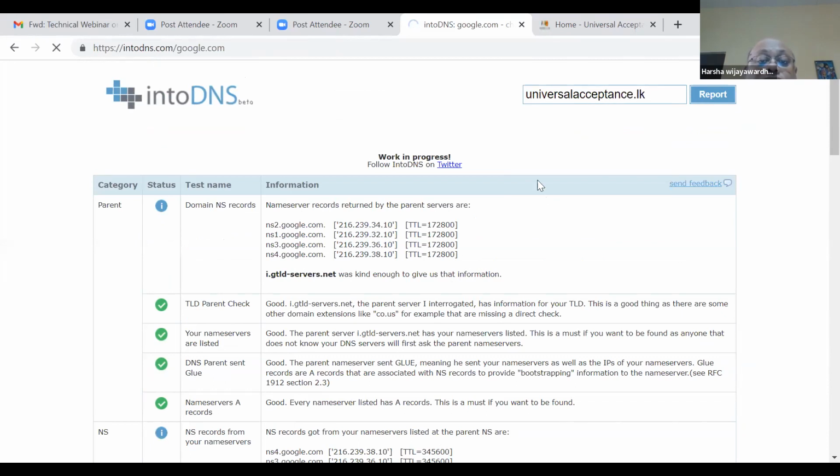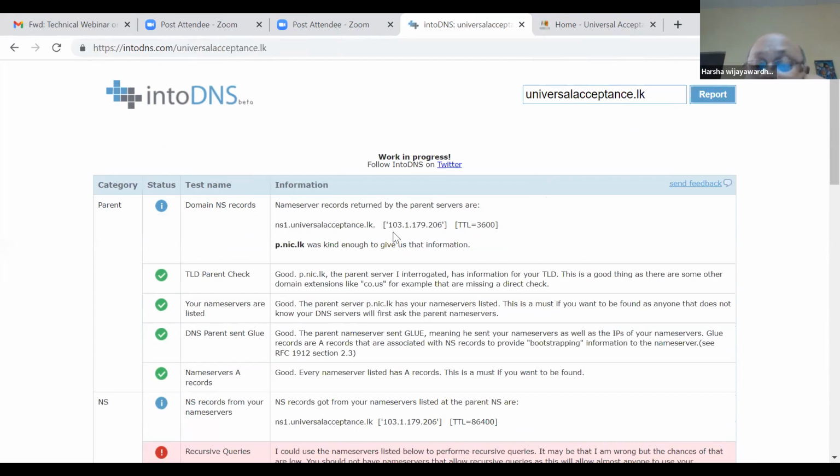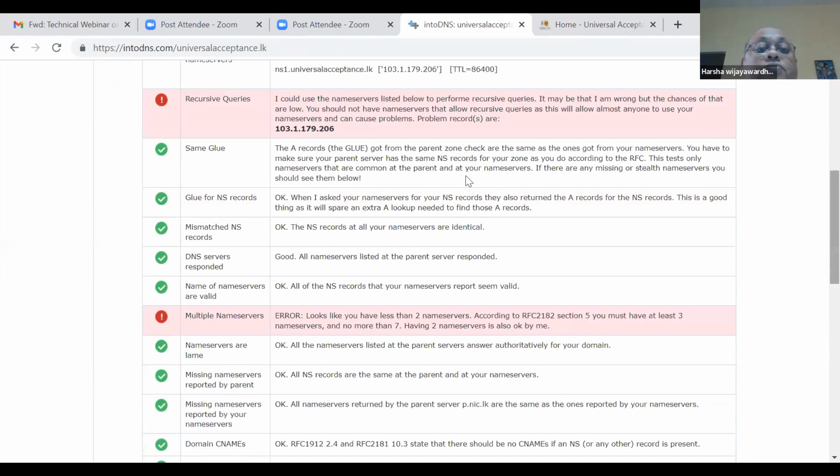So this is a universal acceptance, which I recently configured, right? Actually there are a couple of problems here. They're saying it's recursive queries I have turned on, which I need to. Then the multiple, because there should always be 3 name servers. At the moment I have configured only 2.